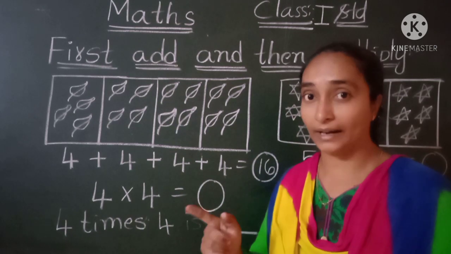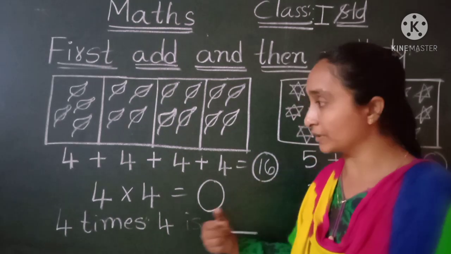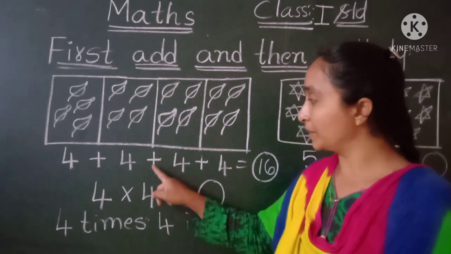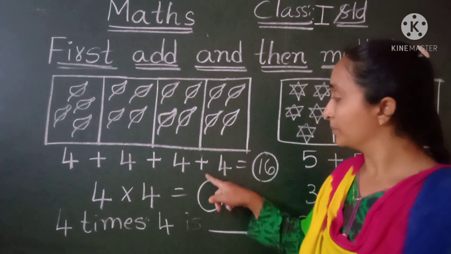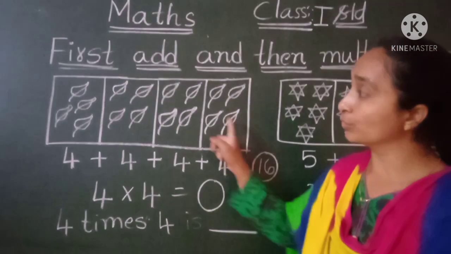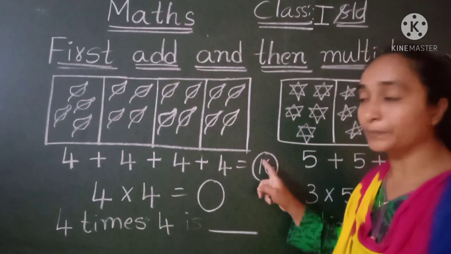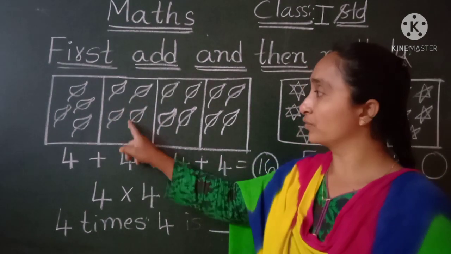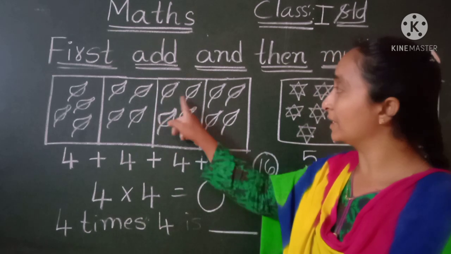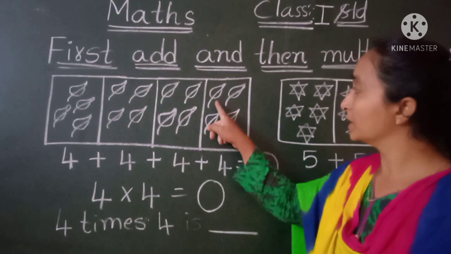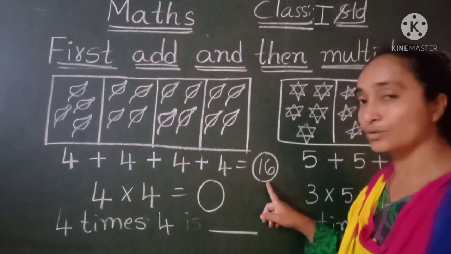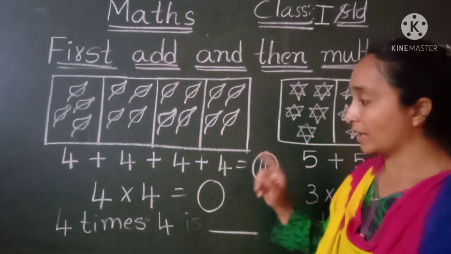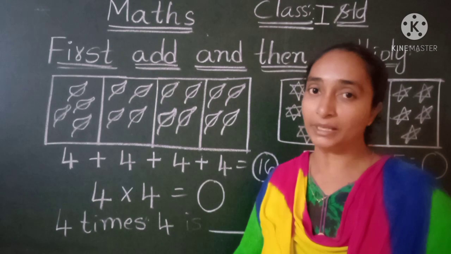First here we have to add. So we have written the repeated addition now: 4 plus 4 plus 4 plus 4. So totally how many leaves are there? 4 plus 4 is 8, 9, 10, 11, 12, 13, 14, 15, 16. 16 leaves are there. And then now we'll go for multiplication.